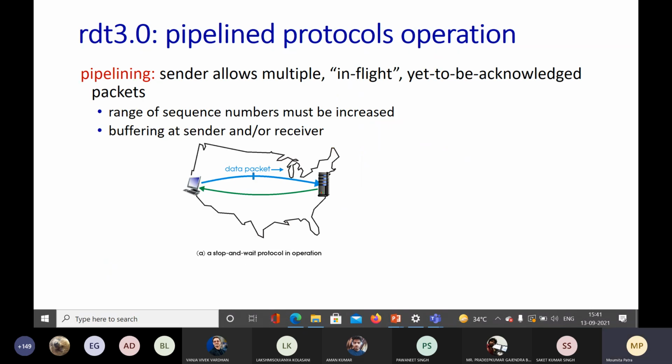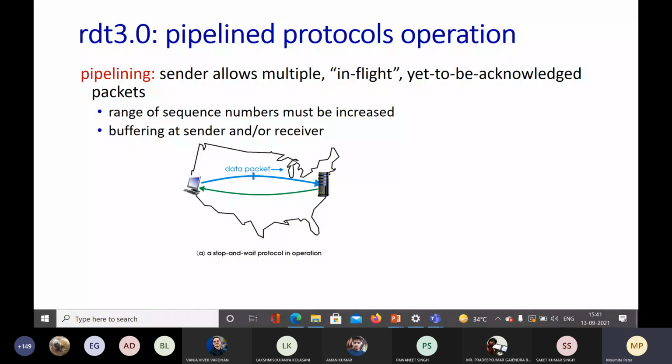So it is simply like this: this is a stop and wait operation that's happening here. You want to send a packet from one end of a country to another, from the west side of the US to the east side of it. If you just do a stop and wait, it is going to take so much time, right? Given the entire distance it has to travel, the propagation delay is going to increase more and more. Okay, so that's one issue.